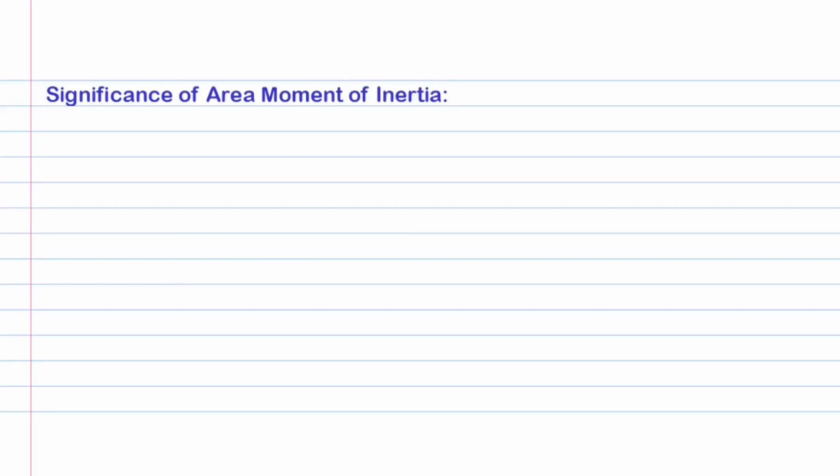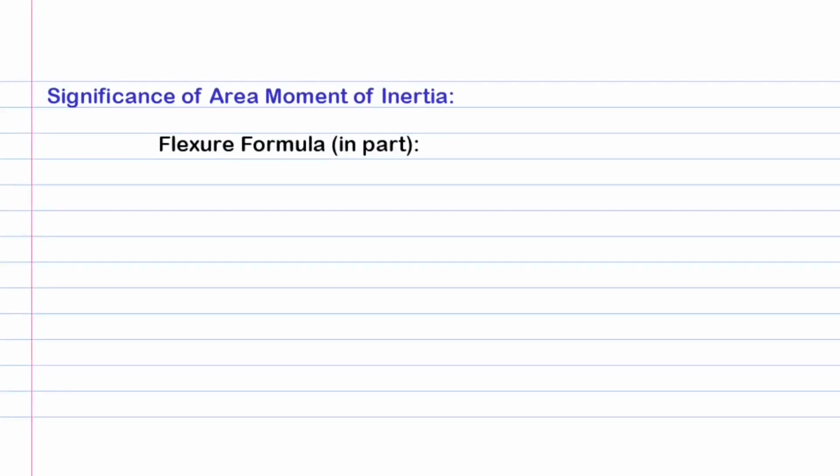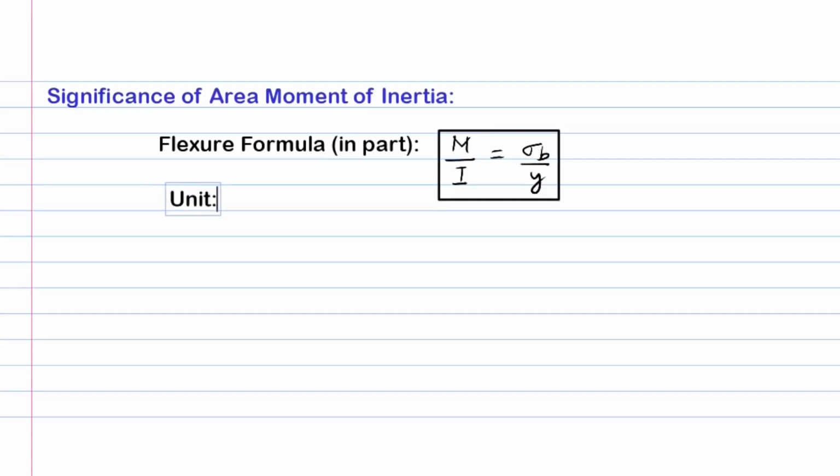Let's look at the flexure formula in part defined by M over I equals sigma b over y. Intentionally, b is used as subscript to denote the normal stress on an elemental fiber due to bending, or simply bending stress. M is the maximum bending moment at some section along the beam's length. y is the distance of the cross-section area of the elemental fiber from the neutral axis.